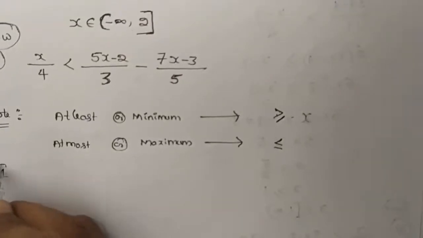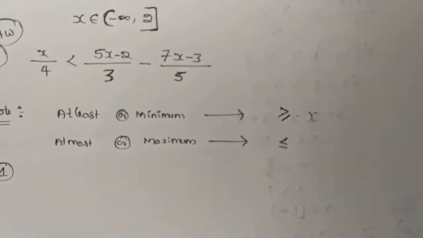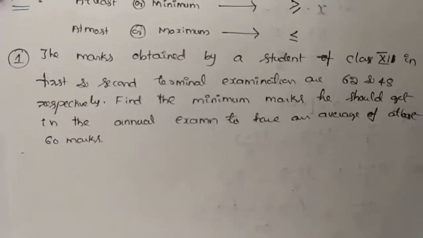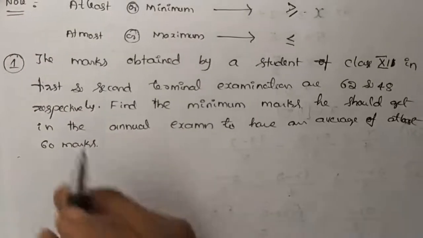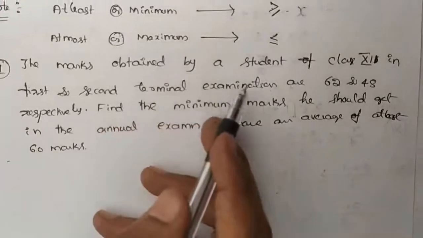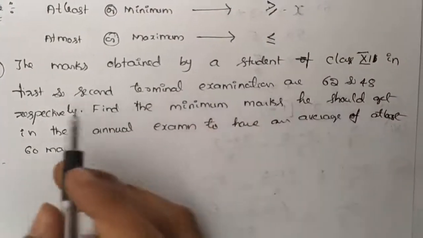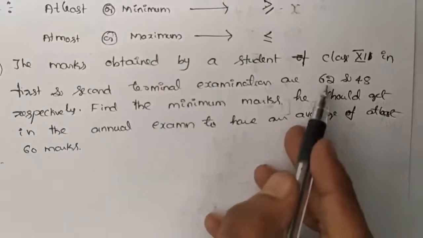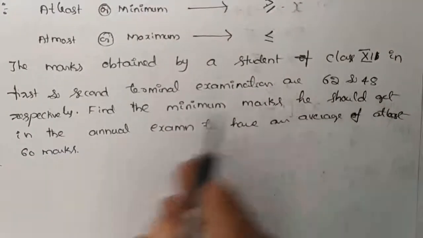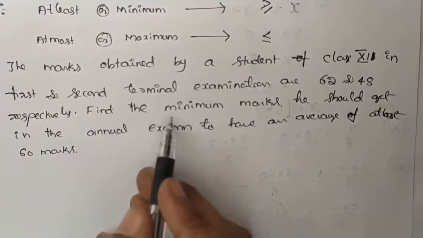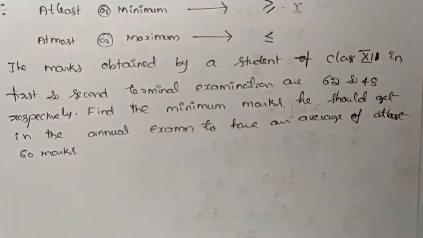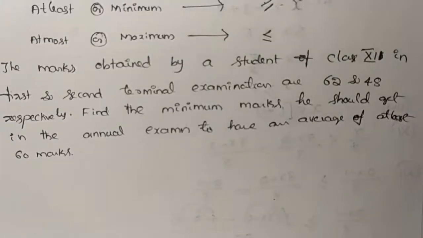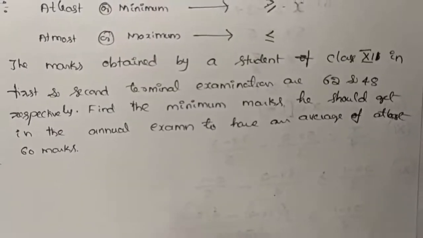Note down the first question of the working problem. The marks obtained by a student of class 11 in the first and second terminal examinations are 62 and 48 respectively. Find the minimum marks he should get in the annual examination to have an average of at least 60 marks.